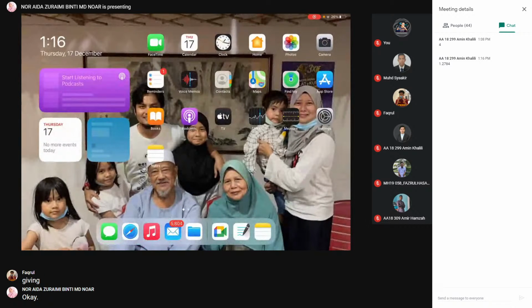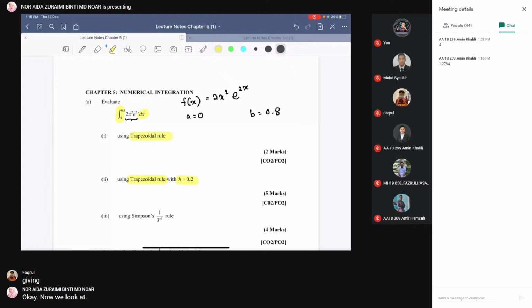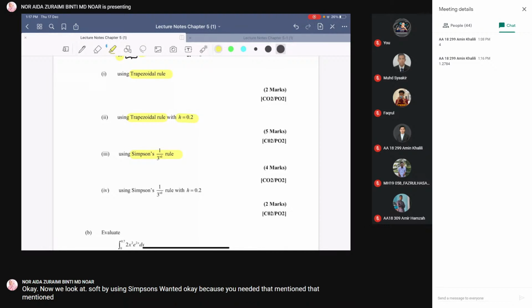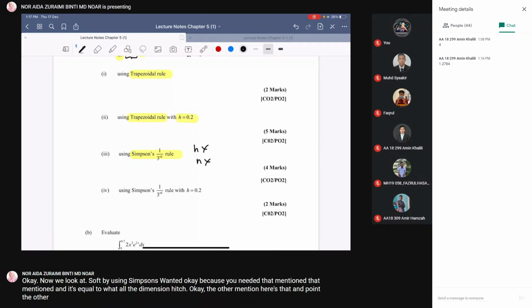Now we look at solving by using Simpson's one-third. Here it does not mention what n is equal to, and it does not mention h. There is no h, and no n. If there is none, that means this is Simpson's one-third single.